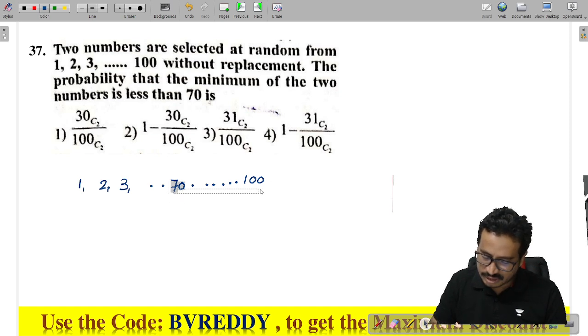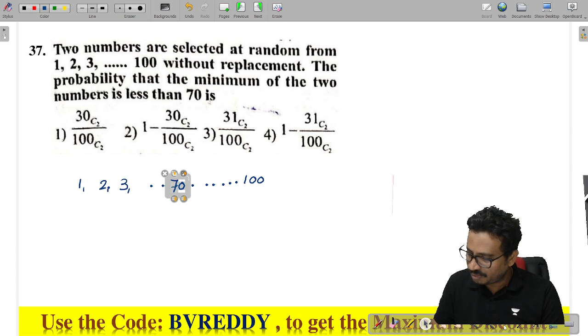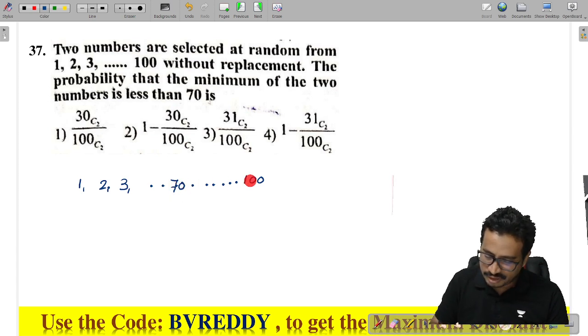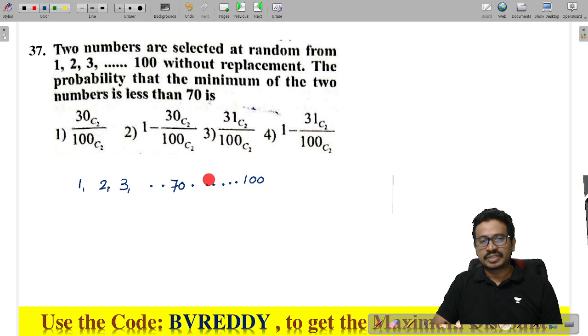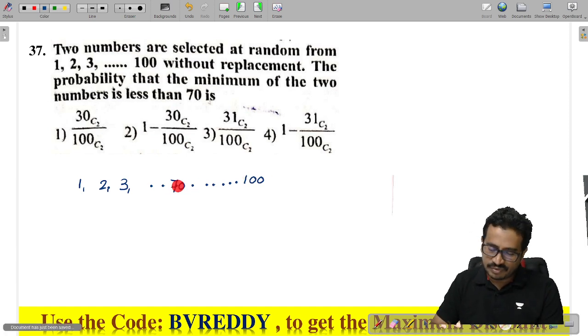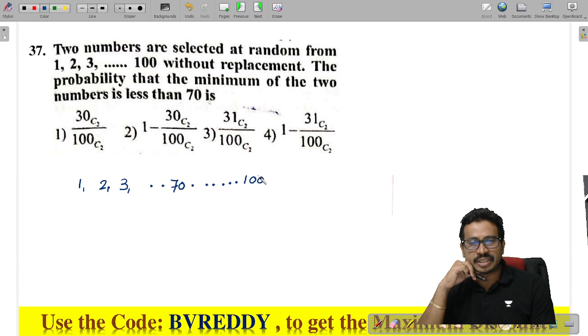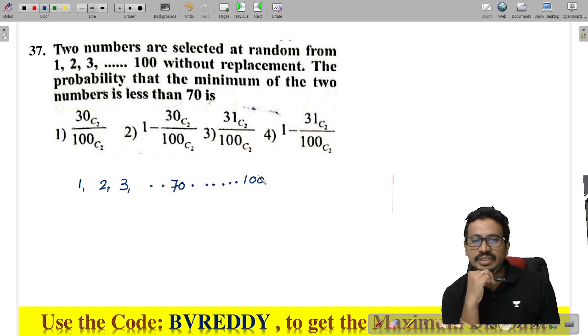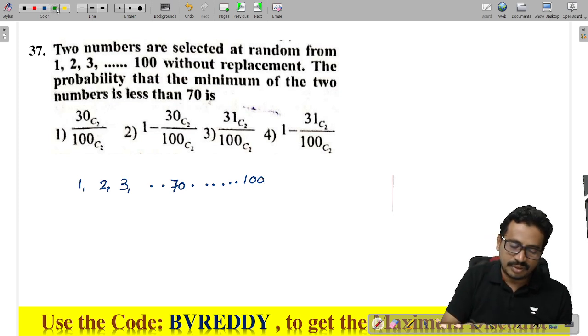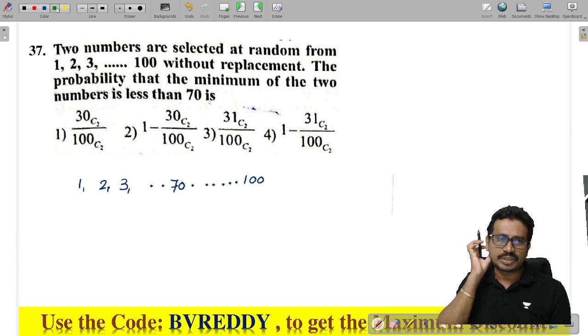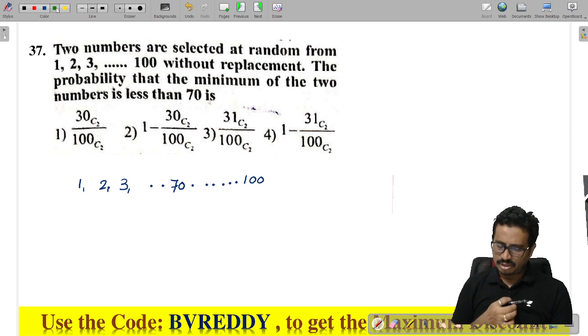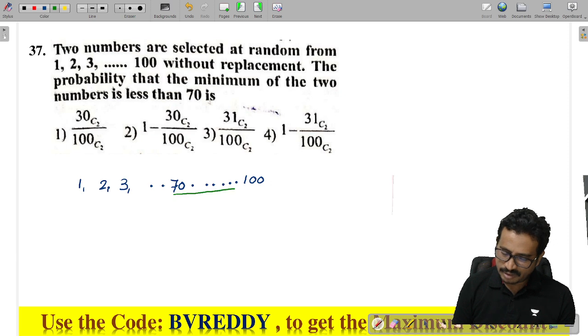Now if I select the numbers from in between 70 to 100, let us say, then I can definitely say that the sum is always, so here one of the numbers is greater than this. So here we need to get this at least: the minimum of the two numbers is less than 70, we need to select. So for that purpose, what I am doing is selecting a number from here, one number from in between 70 to 100.